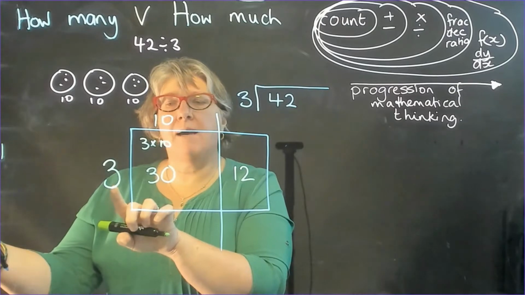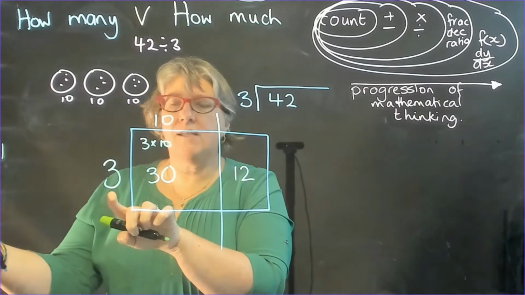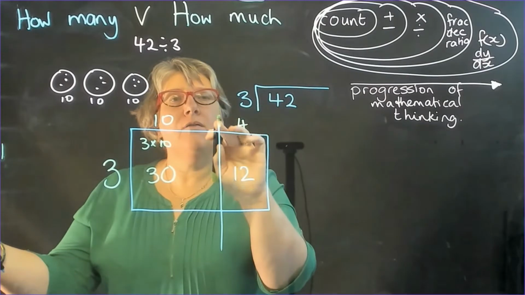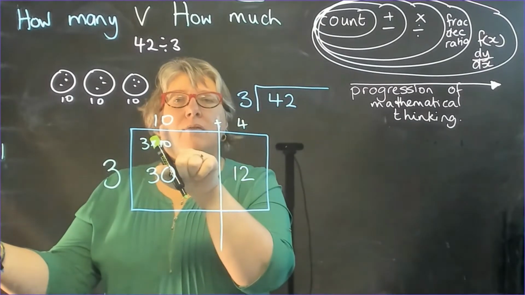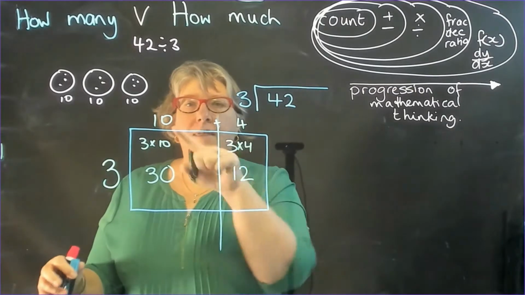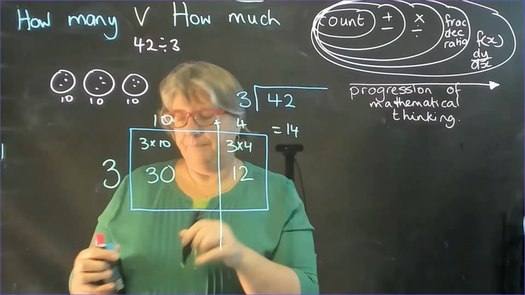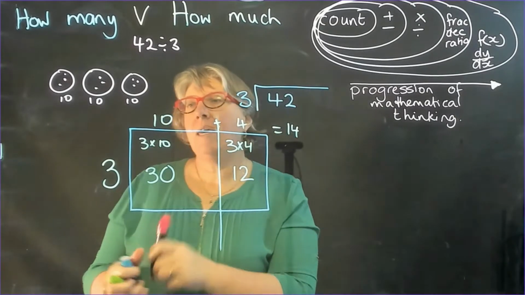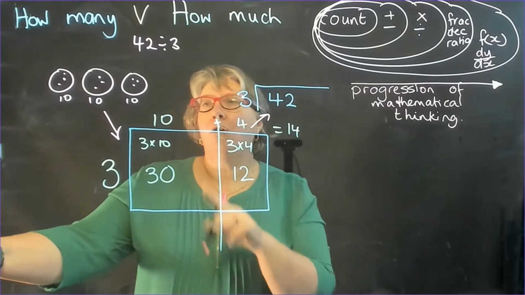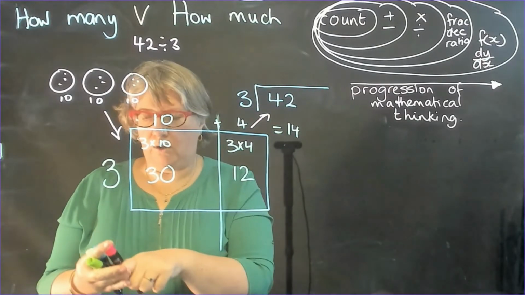So then the question becomes, if I've got 12 things to share between 3 people, they will each get 4 things. So in total, if they had 10 and then 4, they'll get a total of 14. So for me, this is the progression: do, draw, dream, or concrete, pictorial, abstract, whatever you want to call it.